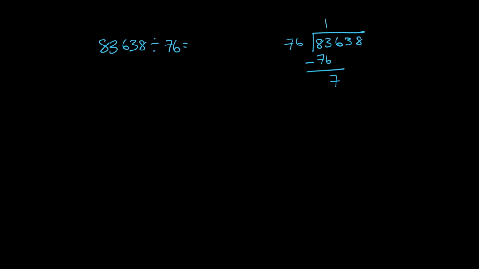Right? Now, let's say we had 83,638 divided by 76. What would our answer be? So, let's go. 83,638 divided by 76. Now, how many times can we get 76 from 83? That's one time. 1 times 76 will be 76, and 83 subtract 76 will be 7. And so we'll need to pull down a copy of our 6.